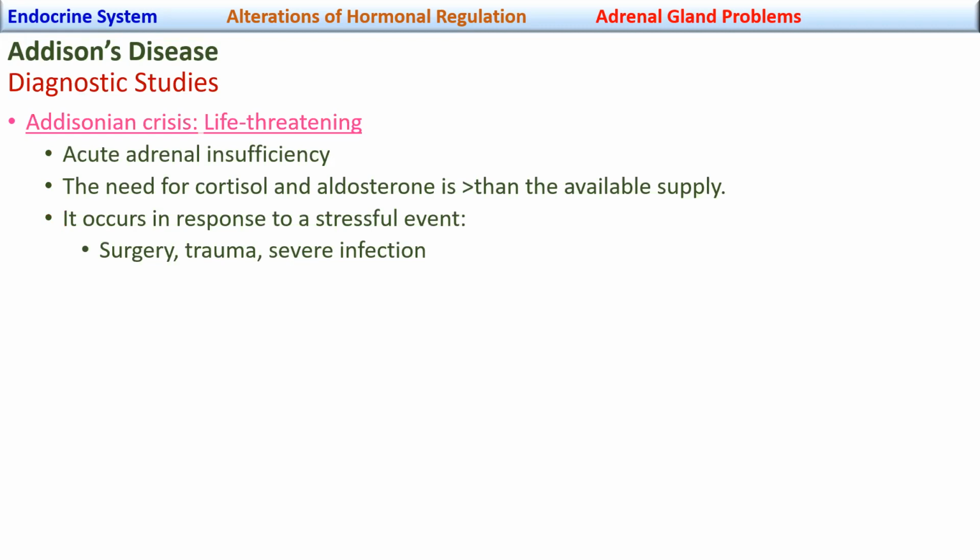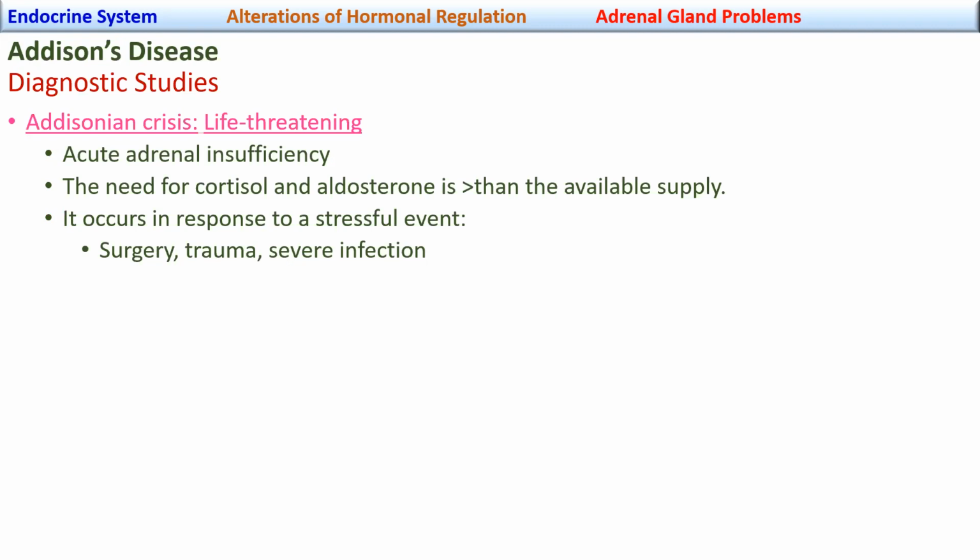So the Addisonian crisis is a life-threatening condition, the severe manifestation of Addison's disease. It's the acute exacerbation of the adrenal insufficiency. Stressful or triggering events like surgery, trauma, or infection could lead to the exacerbation of the symptoms. Unless intervention is initiated promptly, sodium levels will fall and potassium levels will rise rapidly, and that could lead to blood volume depletion and severe hypotension.